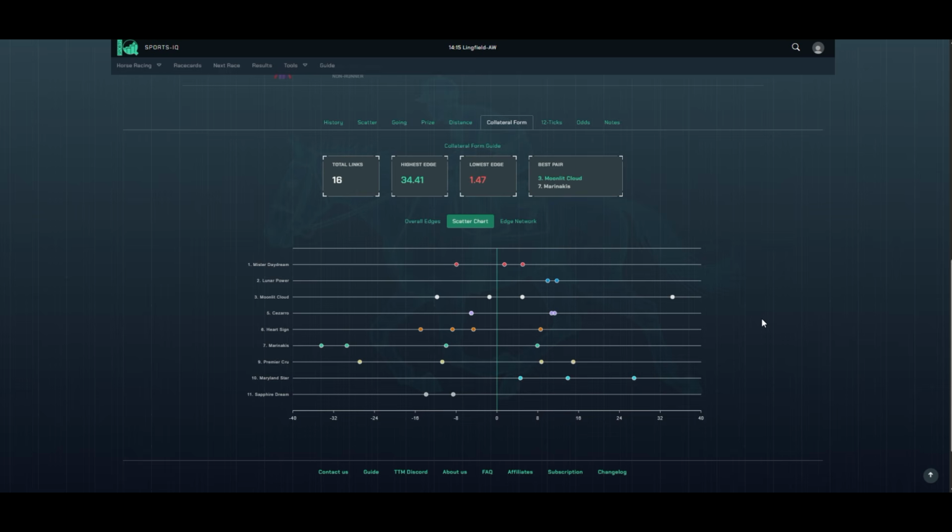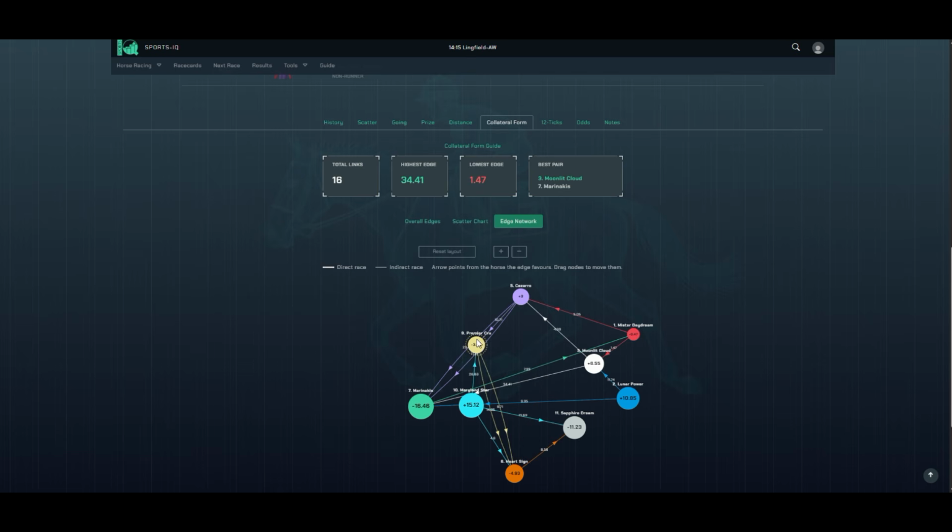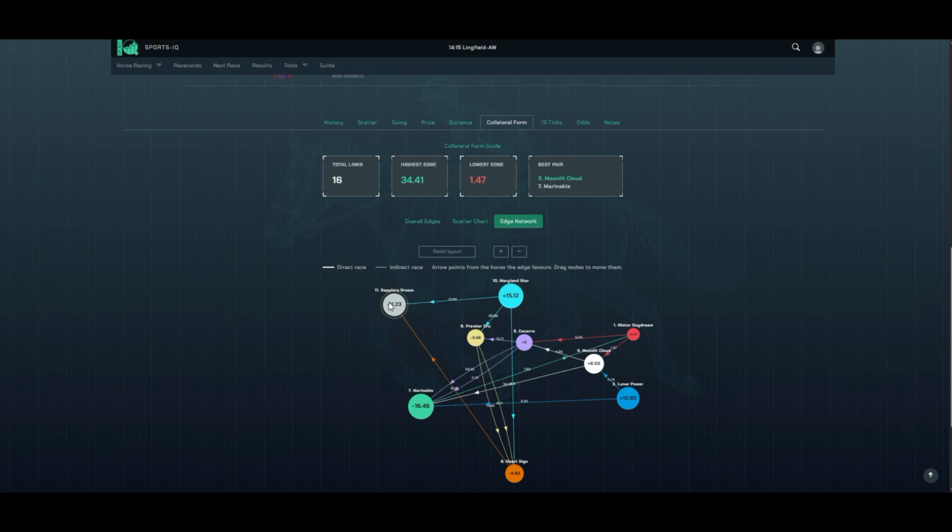When you're scanning the edge network map, don't just look at the size of the number, glance at whether the connecting line is thick, direct, or thin, indirect, and check the arrow direction. A big edge built on a genuine head-to-head carries more weight than the same size edge built through a long chain of indirect connections. The tool gives you both the number and the type of evidence behind it. Use both. The colour of the line matters a lot also.